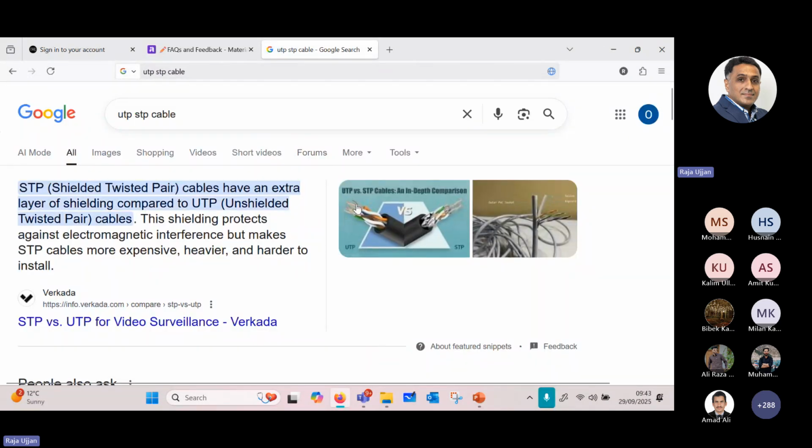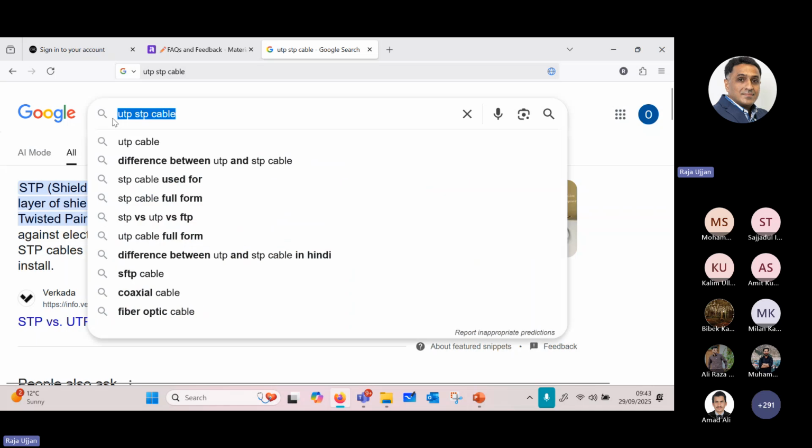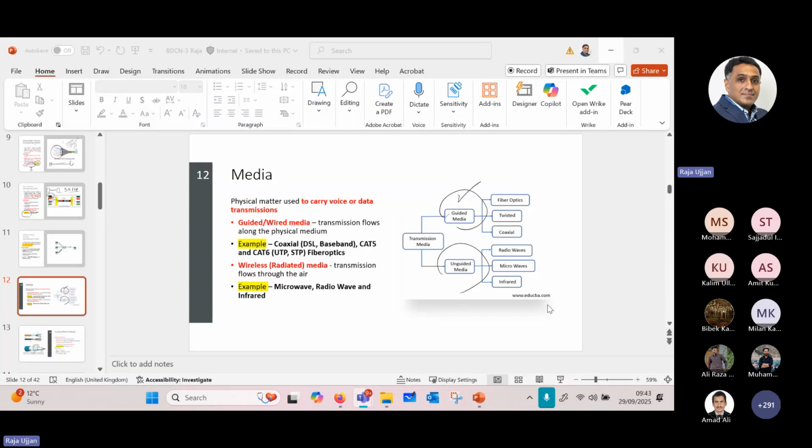Twisted means each pair, white of orange with orange, white of green with green, is twisted. Untwisted is cheaper, twisted is a little bit more expensive and a little bit faster. But you need to check all these things, please: twisted, coaxial, all of these. This will be really helpful. You need to mention all cablings, pictures, and justification in your coursebook as well.